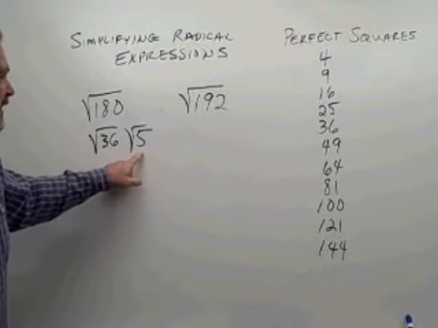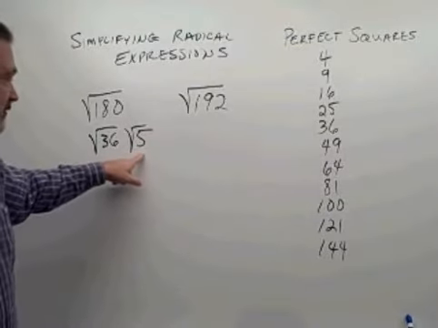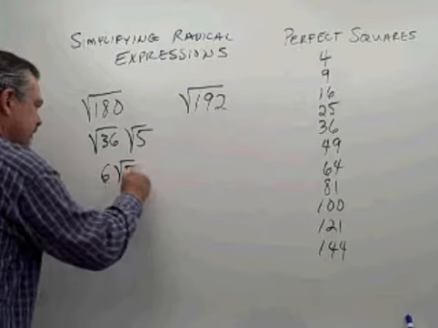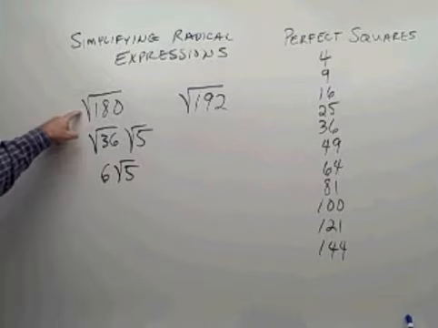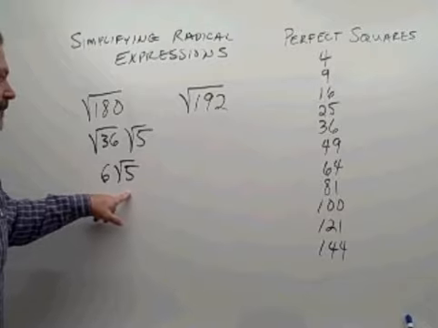36 times 5. None of these numbers remain a factor of 5. And so the square root of 36 is 6. And the simplified radical form of the square root of 180 is 6 times the square root of 5.